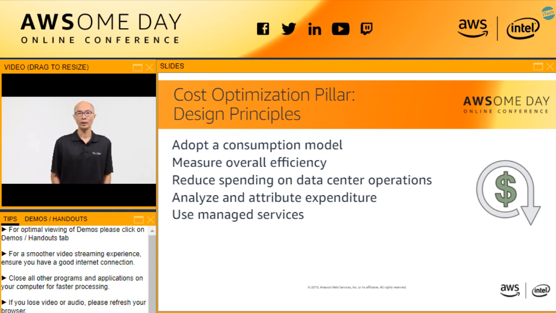Stop spending money on data center operations. With AWS, you no longer have to do the heavy lifting of racking, stacking, and powering servers. We take that burden so that you can focus on your customers and businesses and projects instead of the IT infrastructure. Next, analyze and attribute expenditure. With the cloud, it is so much simpler and easier to accurately identify the usage and cost of systems.